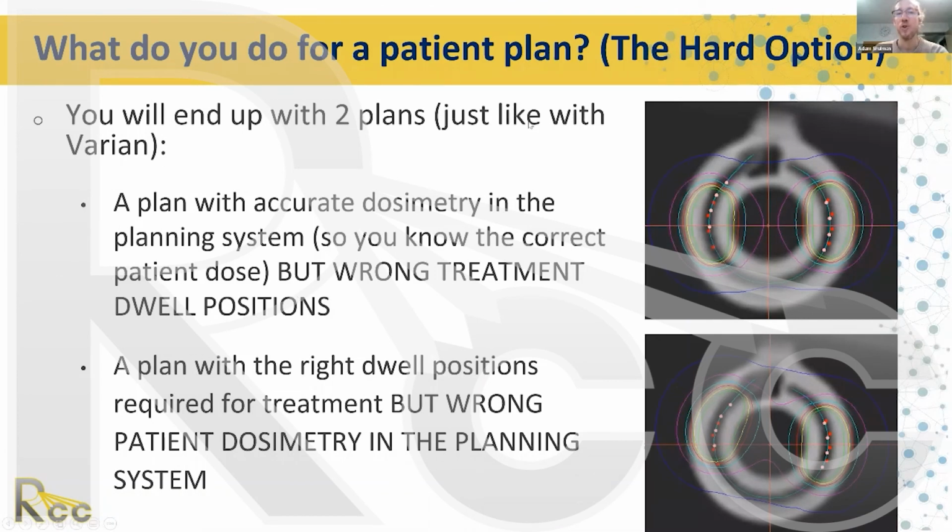Again, you would end up with two plans, just like Varian: a plan with accurate dosimetry. Here's the dosimetry plan. Then you'd have a delivery plan, which would look weird on the TPS, but this dwell position, this dwell position, the TPS would actually be delivered here. This one would actually be delivered here. So similar concept to the Varian, but you're sort of commissioning individual dwell position offsets and using those in your TPS. Really complicated, but it is possible.